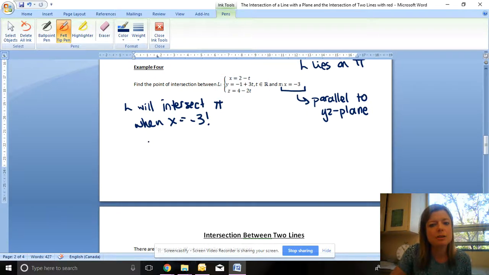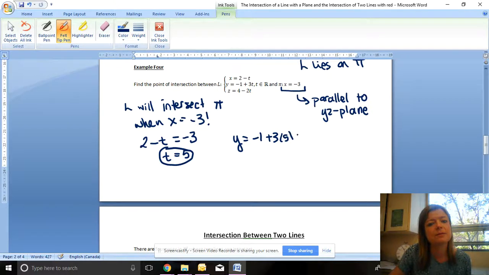So what we do then is we take our parametric equation that represents x and we set it equal to -3. In that case, t equals 5. So that is the parameter that gives the desired x value. Now we can throw that into y and z to find out what those values are, and that gives us our point of intersection.